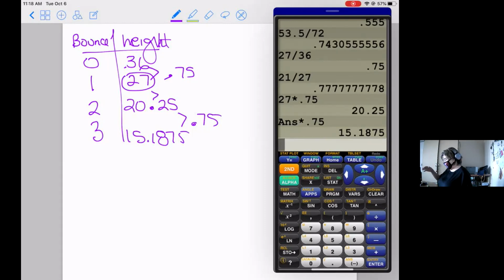Could I find out how high it is after the 10th bounce? Could I keep doing this till I get to 10? Yeah, I could. Because this one's bouncing, watch. 1, 2, 3, 4, 5, 6, 7, 8, 9, yeah. Okay, it's going to keep bouncing. But if I wanted to go all the way down to 10, that's a lot of numbers to figure out, isn't it?